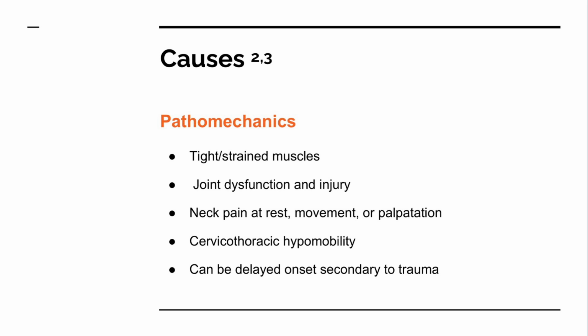So the causes we have for you today is tightness and strain in muscles. As stated in prior lectures, we were taught that tightness in muscles can not only cause soreness, but can cause other dysfunctions. So the most common muscle that causes this condition through tightness is the sternocleidomastoid. Other muscles are also called the occipital muscles, such as the rectus capitis posterior minor and major, and obliquus capitis too. You also have joint dysfunction and injury, balance issues, neck pain at rest, movement, or palpation.